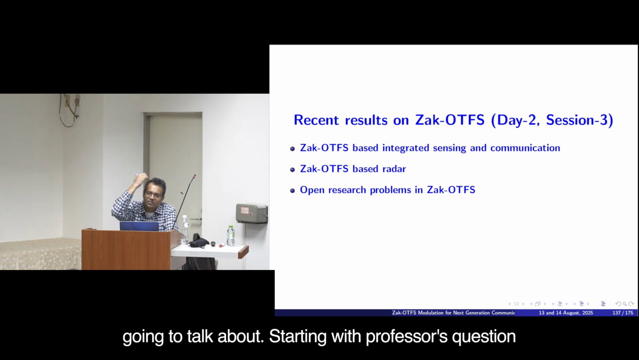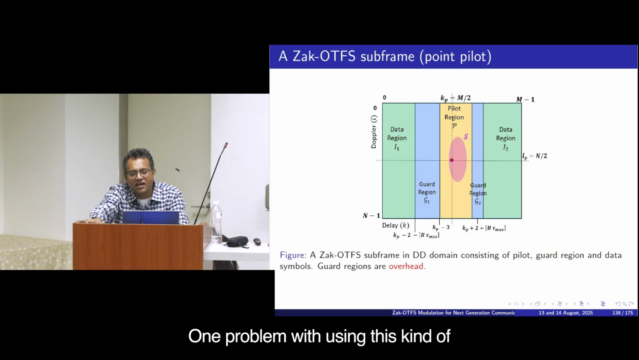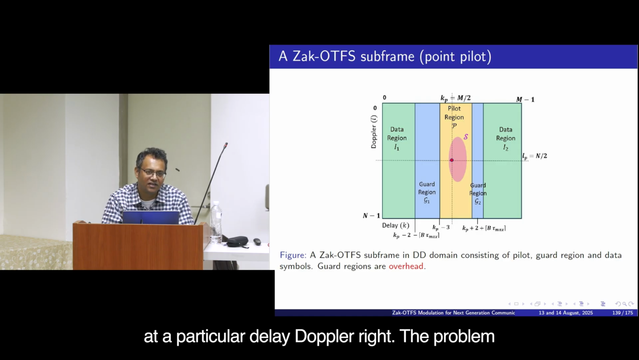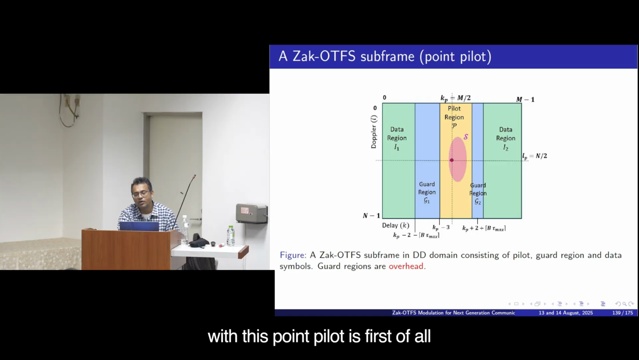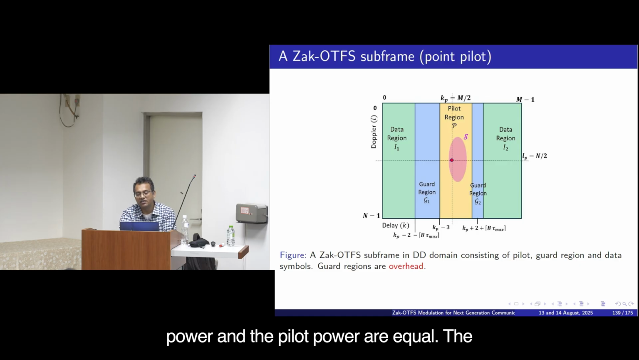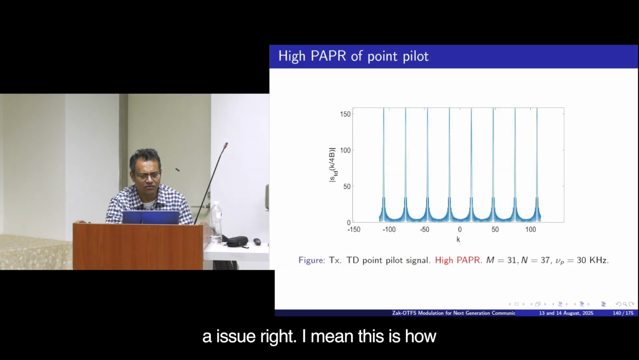Starting with the Professor's question about PAPR. One problem with using this kind of, I call this a point pilot, because it is localized, it is a pulson at a particular delay Doppler. The problem with this point pilot is, first of all, you need this much guard region and pilot region, and that is an overhead. Also the PAPR is high, because the total data power and the pilot power are equal. The data power is still spread over so many pulsons, but the pilot power has to be localized at a single pulson. And so the PAPR is an issue.